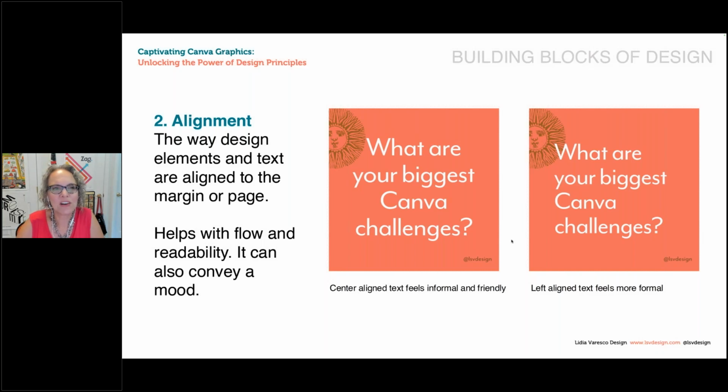And next we'll talk about alignment. And this is the way that design elements and text are aligned to the margin or the page. Again, trying to get a good flow, readability, or even a mood for your design. So you can see in these examples that center aligned text feels a bit informal, friendly, fun in tone. And then the left aligned is a little bit more formal. That's what we're used to seeing in books or brochures. So again, making design choices intentionally to create a mood is really important when you're using Canva as well.